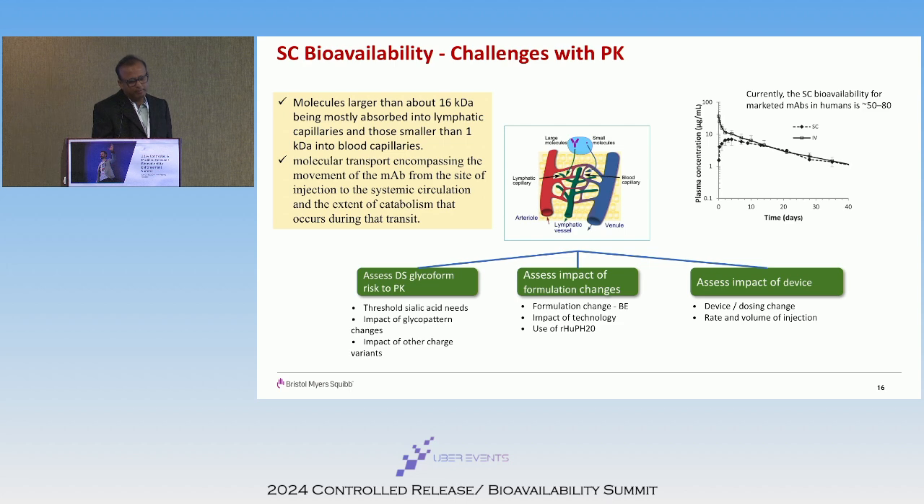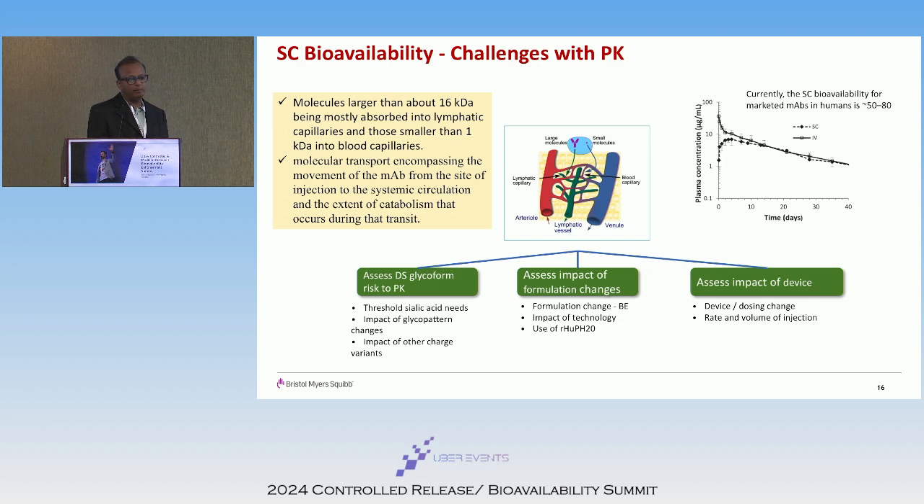For the bioavailability part, as I discussed before, the subcutaneous dose is mostly absorbed from the lymphatic channel. Now there are 2 factors that we need to consider: the molecular transport and also the catabolism. These 2 are the primary factors that impact the PK in this route. But during the roadmap of the development, there are a few things that need to be considered. Although we get the bioavailability of 50% to 80% in most cases, in this area the most important part is the comparability.